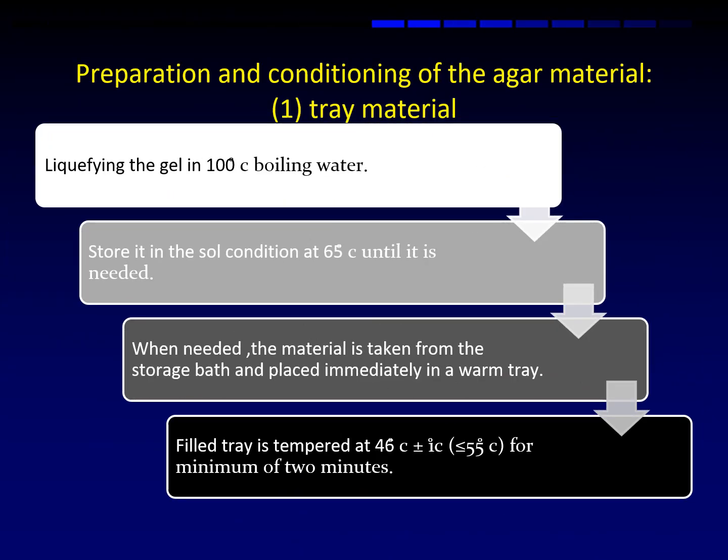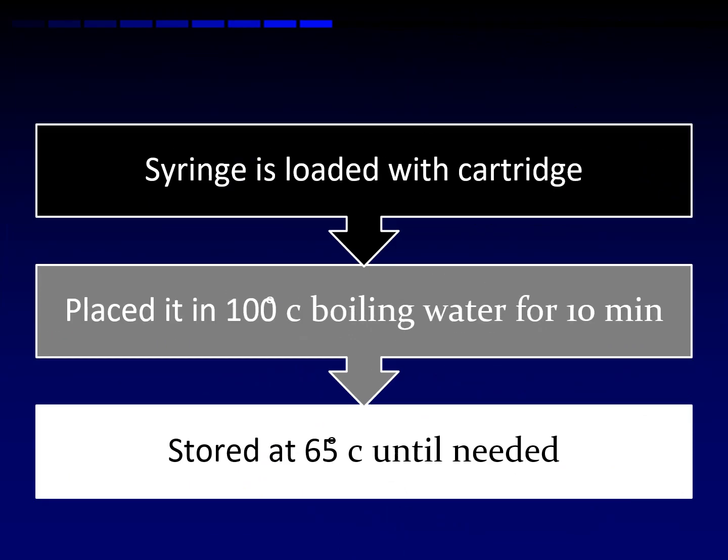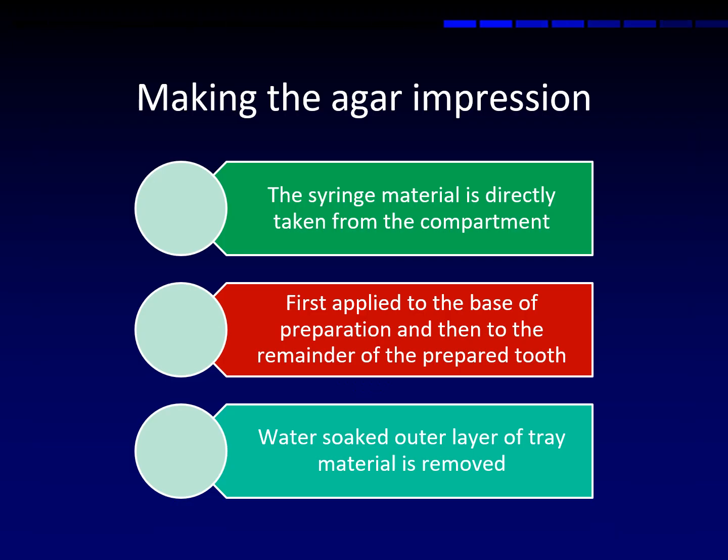Once the material reaches the tempering point, we have to load the syringe material. Then we have to load it in the water cooled trays. There is a special device used for making the impression, that is a water cooled tray. It has an inlet and outlet. Once the material is loaded into the tray, we place the tray into the patient's mouth and pass cool water through the inlet.